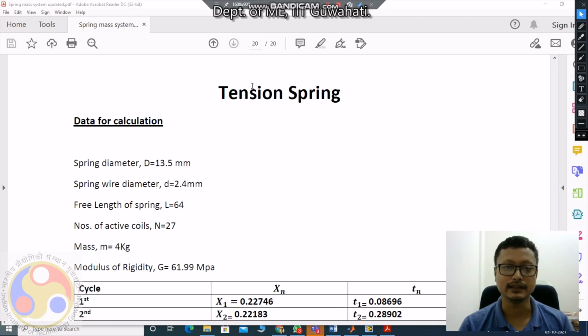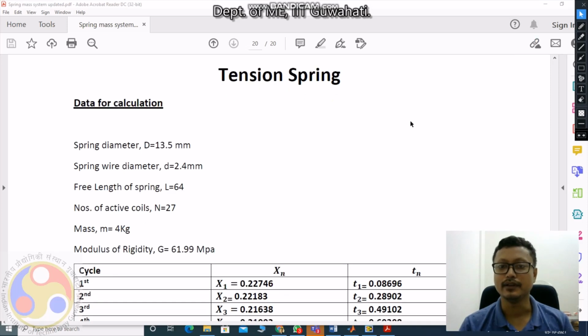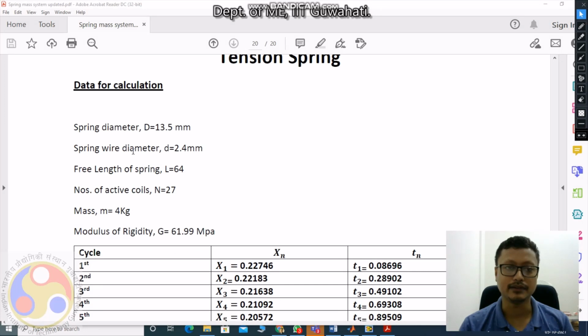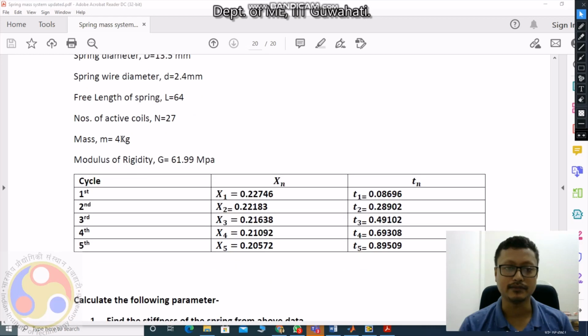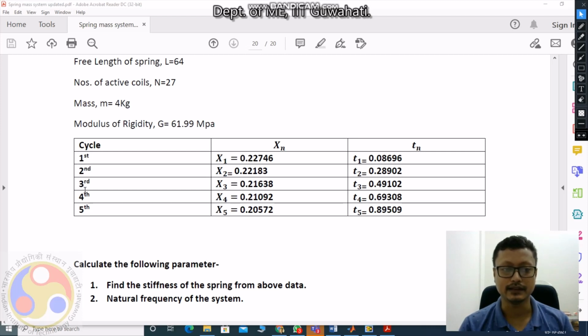Then finally, we are collecting a set of data for you for a particular tension spring. We did one experiment in our lab with one tension spring. From that spring you need to find out these parameters. We are giving the data of the spring: spring diameter, wire diameter, free length, active coils, and everything. We put a 4 kg mass here, and the modulus of rigidity is given. So there are the first cycle, second cycle, third cycle, and fourth cycle.